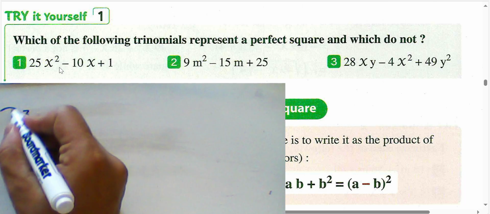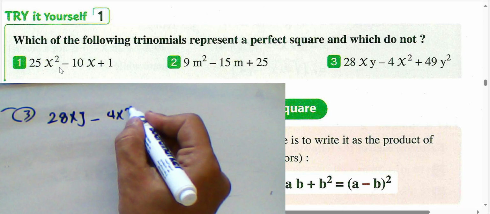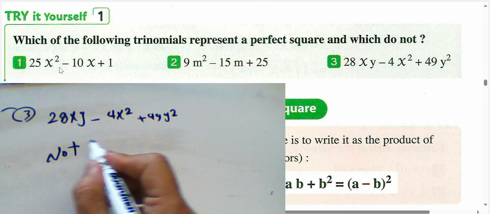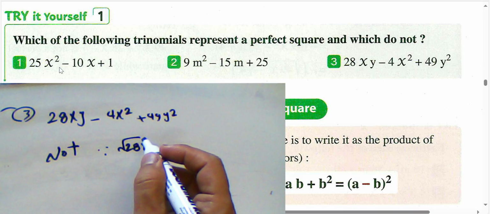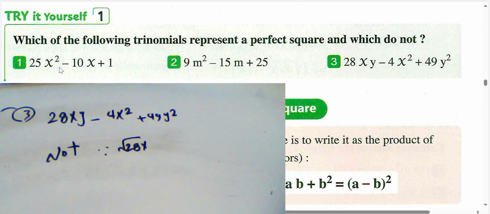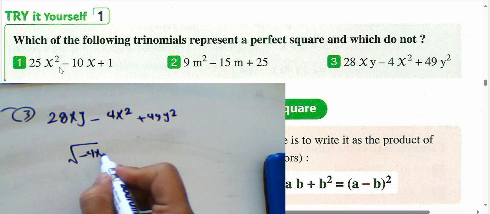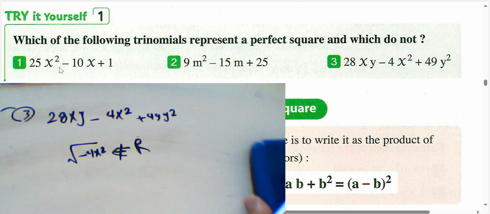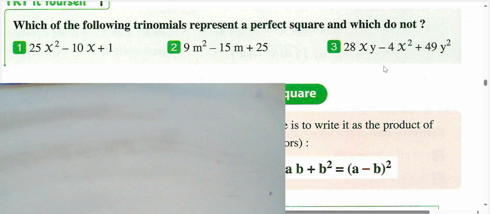Number 3, we have 28xy subtract 4x power 2 plus 49y power 2. It's not a perfect square. Why? Because the term 4x power 2 is negative, and the square root of a negative number is not a real number. It must be positive. Okay, the square root must give a real result, students. The sign can't be negative because there is no square root of a negative number.